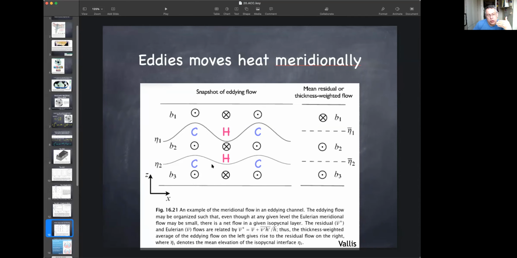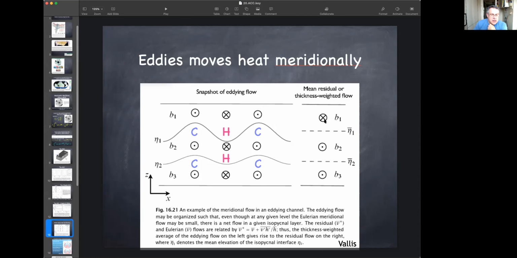And so across the ACC, you would actually be transporting heat, because hot stuff would be going north, cold stuff would be going south. That's what the eddies are doing. Why would they be moving hot stuff north or south? That is because they're trying to extract that potential energy from the flow.